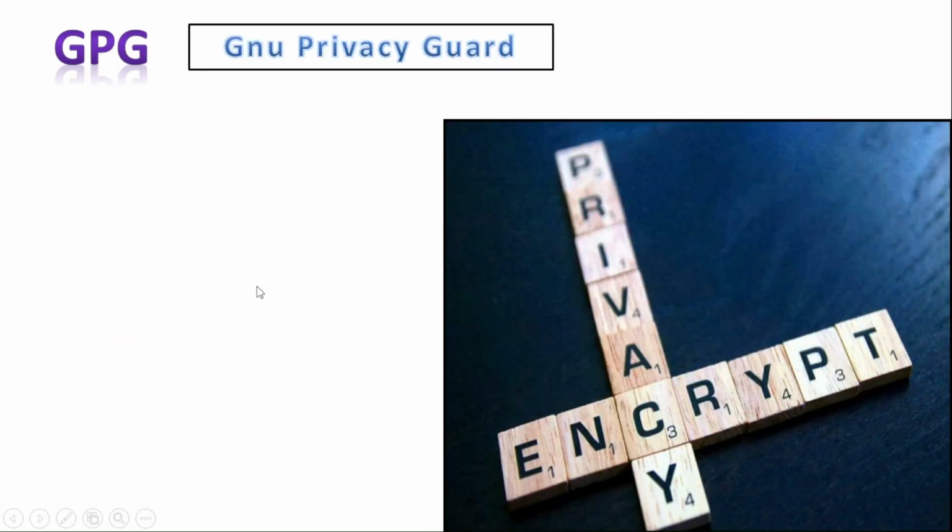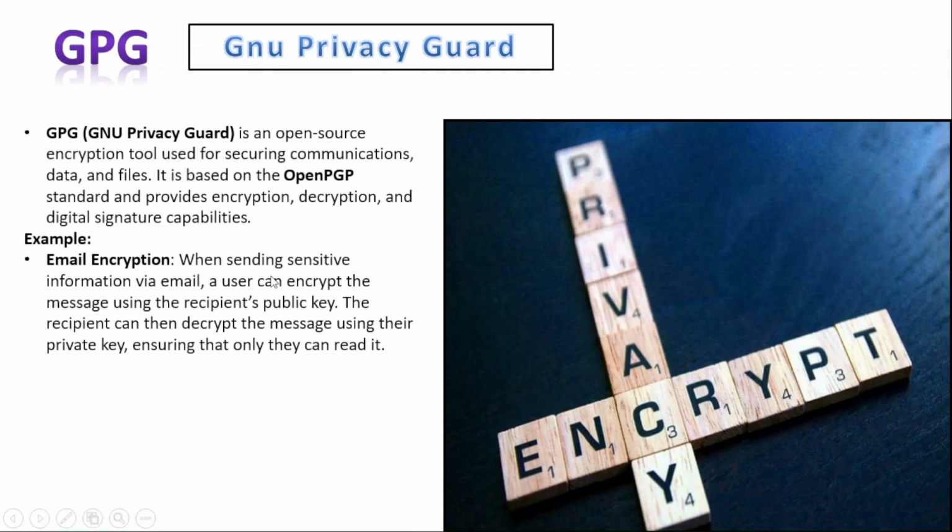GPG, that is GNU Privacy Guard. GPG, GNU Privacy Guard, is an open source encryption tool used for securing communications, data, and files. It is based on the OpenPGP standard and provide encryption, decryption, and digital signature capabilities. Example, email encryption. When sending sensitive information via email, a user can encrypt the message using the recipient's public key.